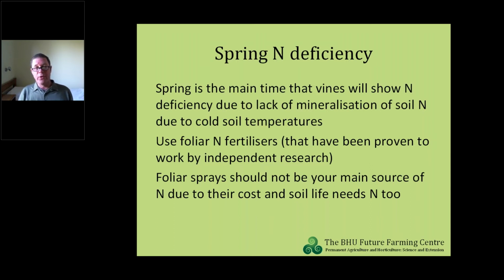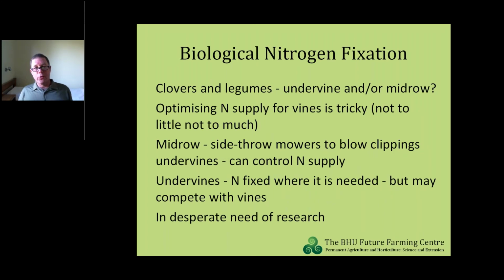Foliar sprays for me, however, are not a really good long-term or full source of nitrogen because the nitrogen is really expensive when you buy it as a foliar spray type. And soil biology needs nitrogen too. It's no use just putting nitrogen on the plants. All life needs the same nutrients, so you need to make sure there's nitrogen in the soil for soil biology as well. So what that all drives us towards is using biological nitrogen fixation for nitrogen supply in viticulture.